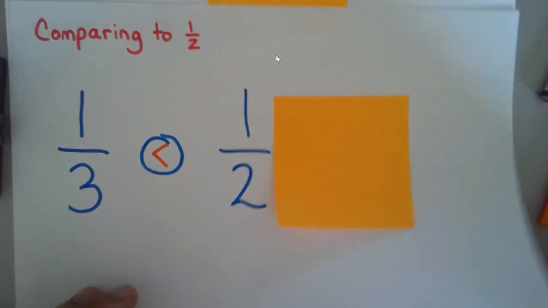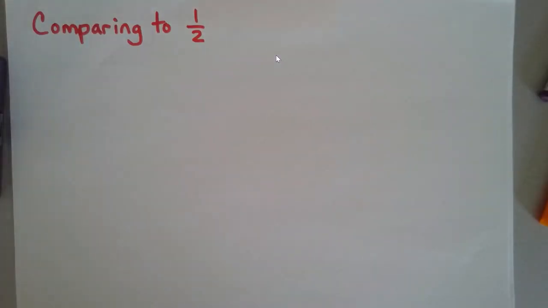Let's go on and try another example. Let's say I was doing 6/7.